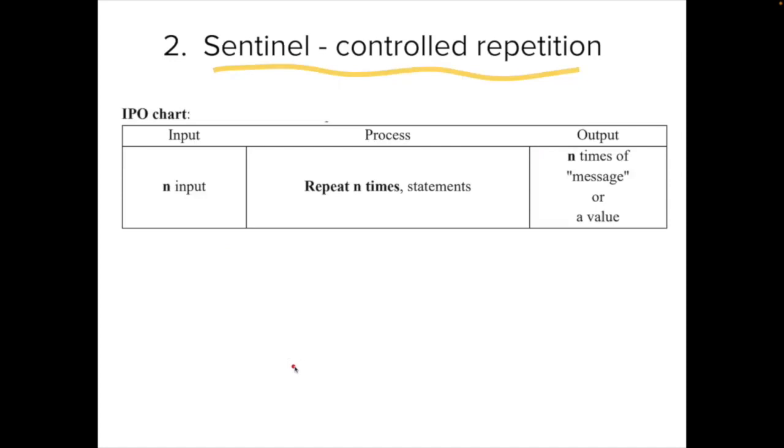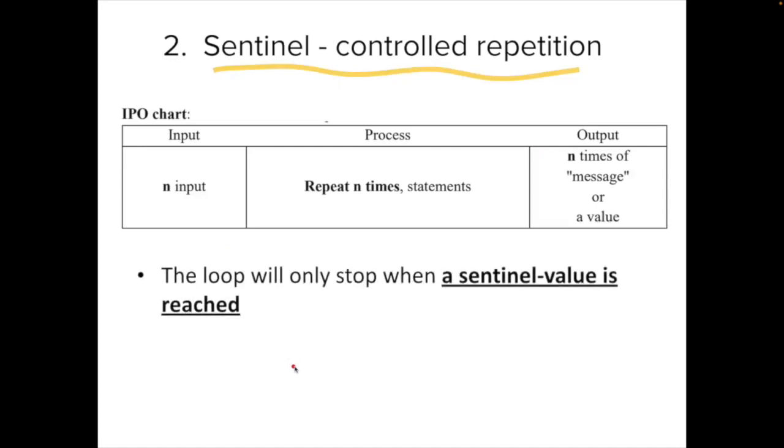Okay. So, tadi dah tengok cara yang pertama, kita tengok cara yang kedua. Macam biasa, IPO chart dia masih sama. Okay, yang kita tahu loop dia akan berhenti bila sentinel value is reached.